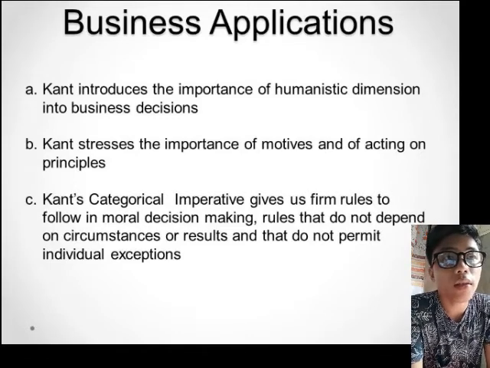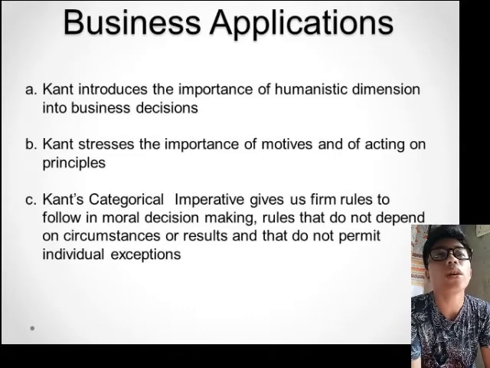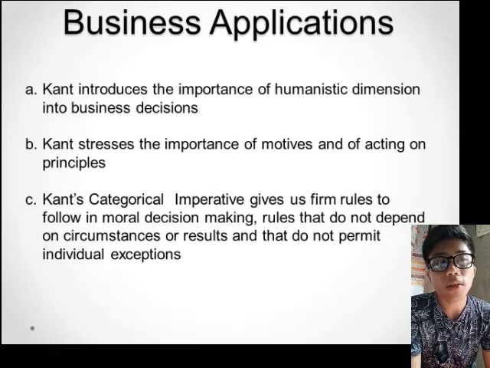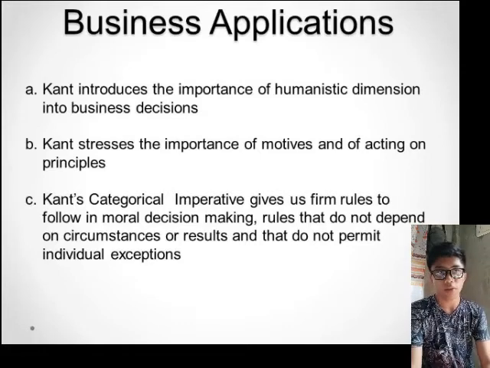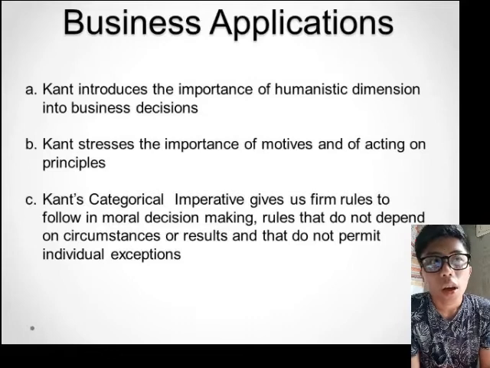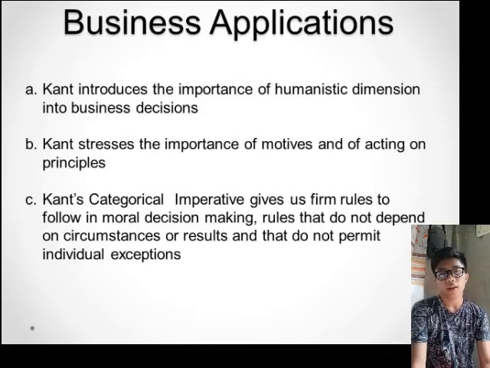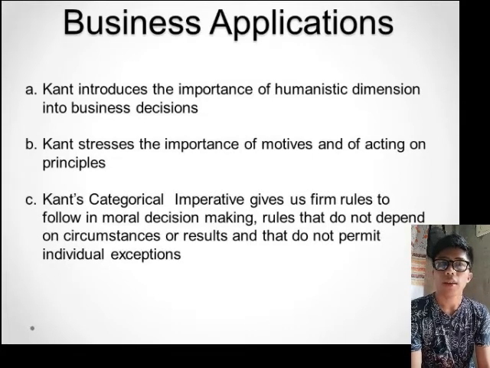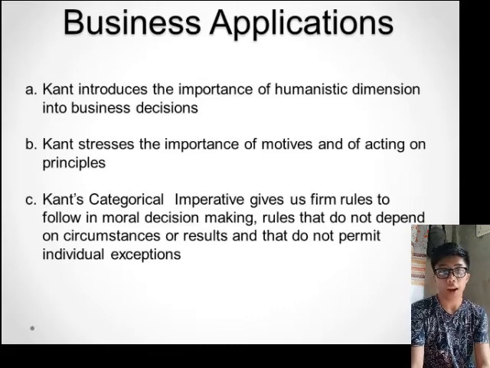Lastly, Kant's categorical imperative gives us firm rules to follow in moral decision making, rules that do not depend on circumstances or results, and that do not permit individual exceptions. For example, no matter what the consequences may be or who does it, some actions are always wrong, like lying, breaking promises, and others.